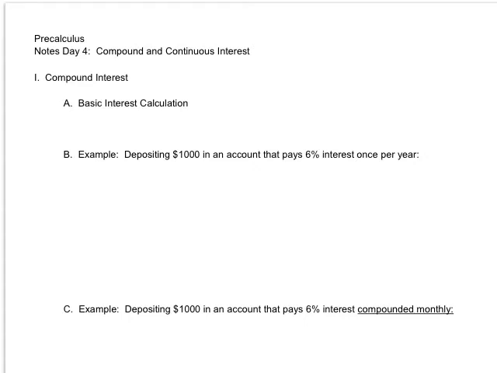In this lesson, we are going to talk about money, which is always a good thing, and you can't argue that it's definitely a practical topic. So that's what we're going to get started on. We're going to talk about compound and continuous interest.